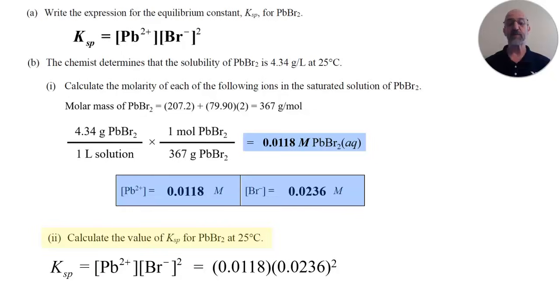And when I did that math, I got my answer for calculating the value of Ksp for PbBr2. I got 6.57 times 10 to the negative 6, and equilibrium constants do not have any units, so that's why this answer is correct with just a number. All right, these are the answers to parts A and B of question 1.